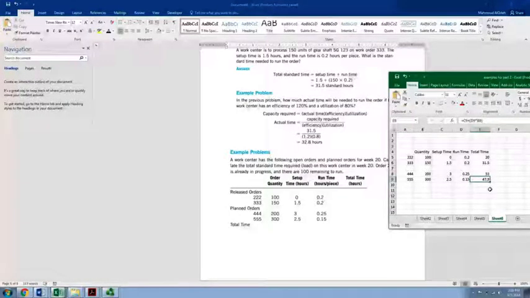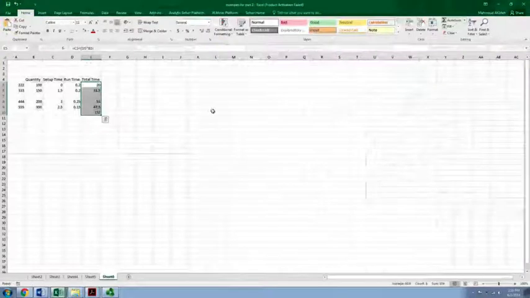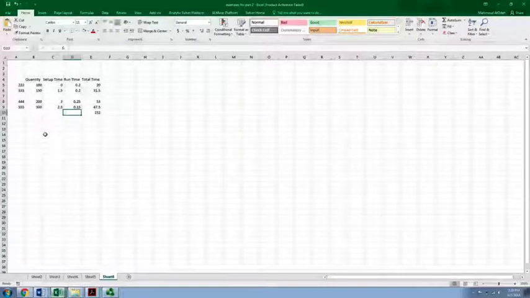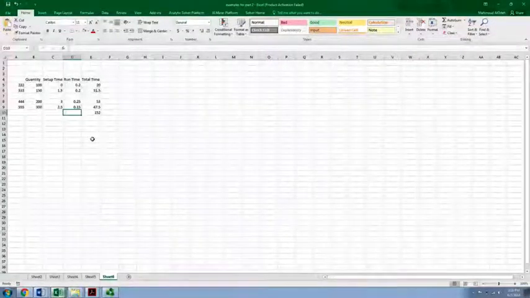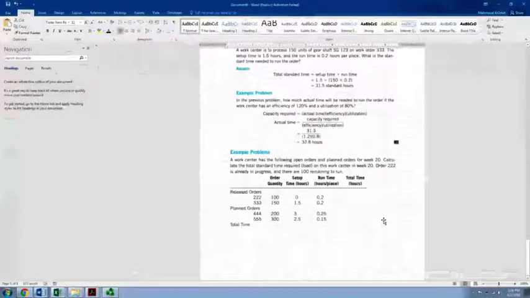And for order 555, same thing: setup time plus the run time times the quantity. Then add all these together. If you add these with auto sum, the total time to finish this order, assuming these are 4 separate orders, is 152 hours to fulfill this order.